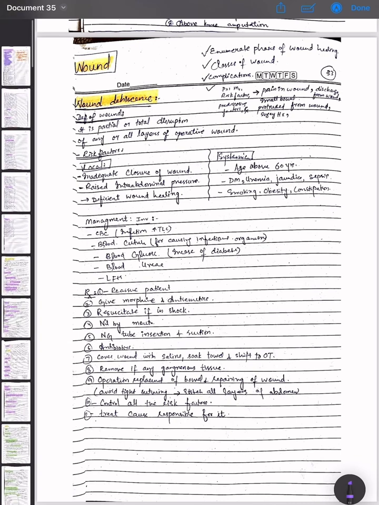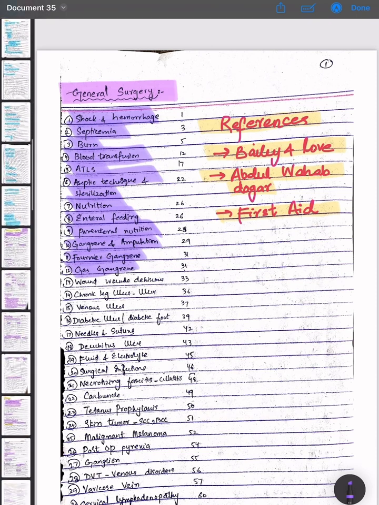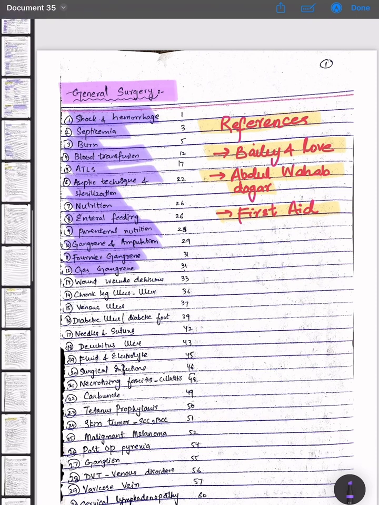The topics which are already discussed are shock and hemorrhage, septicemia, burn, blood transfusion, ATLS, aseptic technique and sterilization, nutrition, enteral feeding, parenteral nutrition, gangrene and amputation, Fournier gangrene, and gas gangrene. These topics are already discussed in the first 3 videos which I have uploaded. Now we will start from wound.